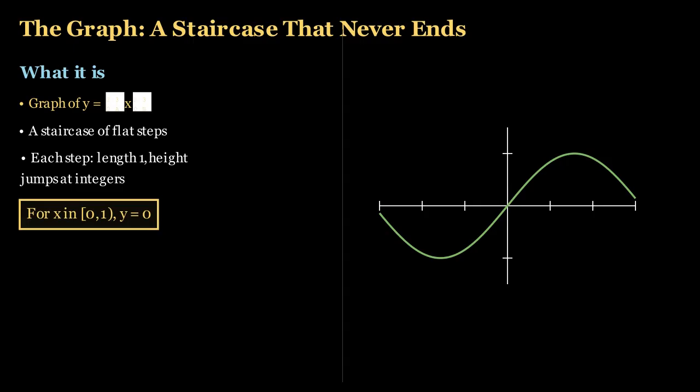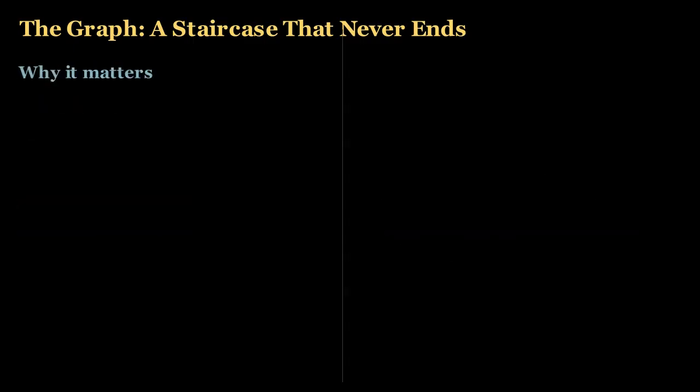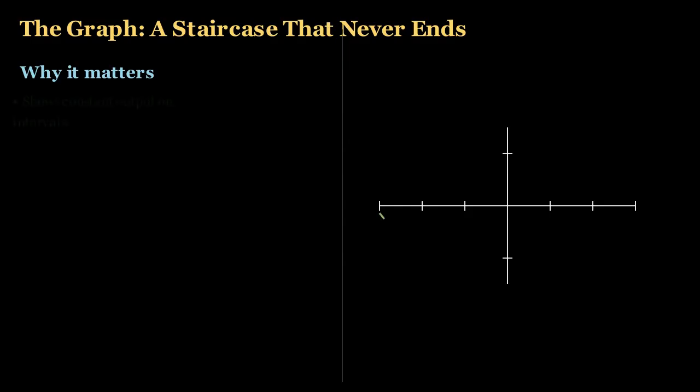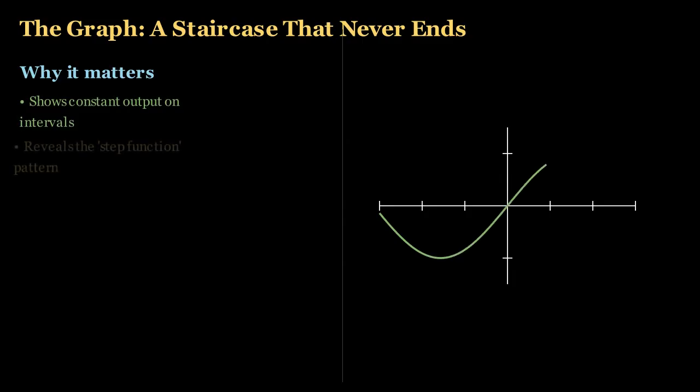Why draw this staircase? Because it shows us, in one picture, the most important behavior of the floor function. The output stays perfectly constant for a whole stretch of inputs, then snaps to a new constant value. This is what makes it a step function.